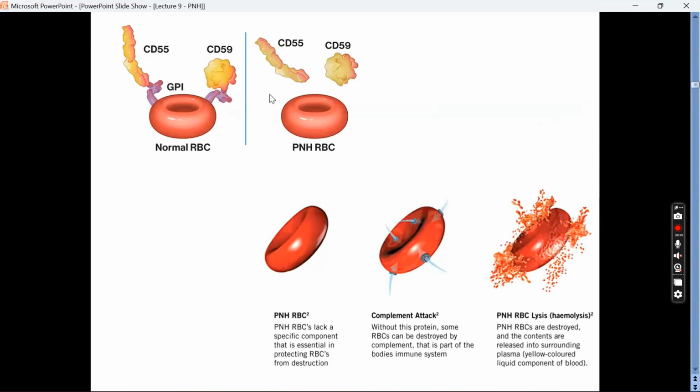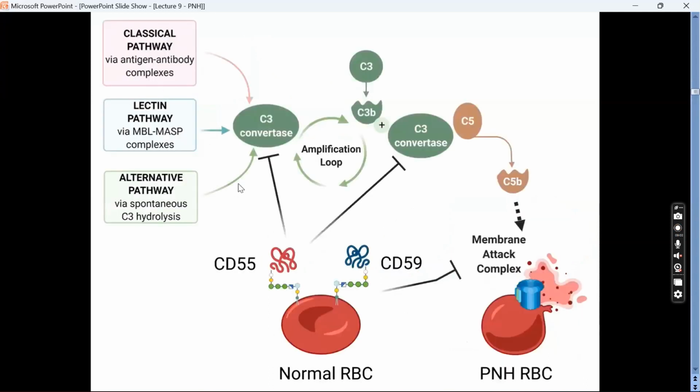In case the patient is a PNH patient and there is a mutation in the PIGA gene, now these GPI anchors are not produced, and since the GPI anchor is not there, these particular proteins will not be bound to the cell and will not be present on the cell surface. Such a cell is very susceptible to complement mediated lysis. This is again a similar representation. We have CD55, which inhibits C3 convertase, and we have CD59, which inhibits the membrane attack complex, and that's how the RBC is saved from complement mediated lysis.